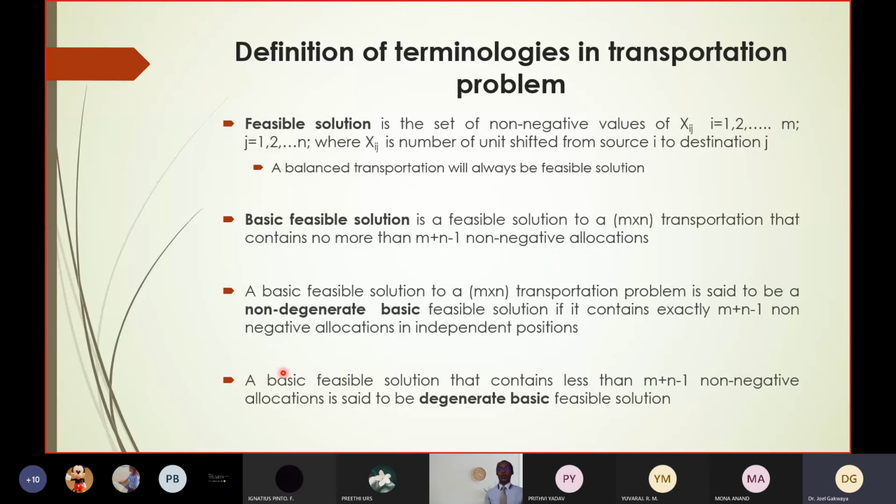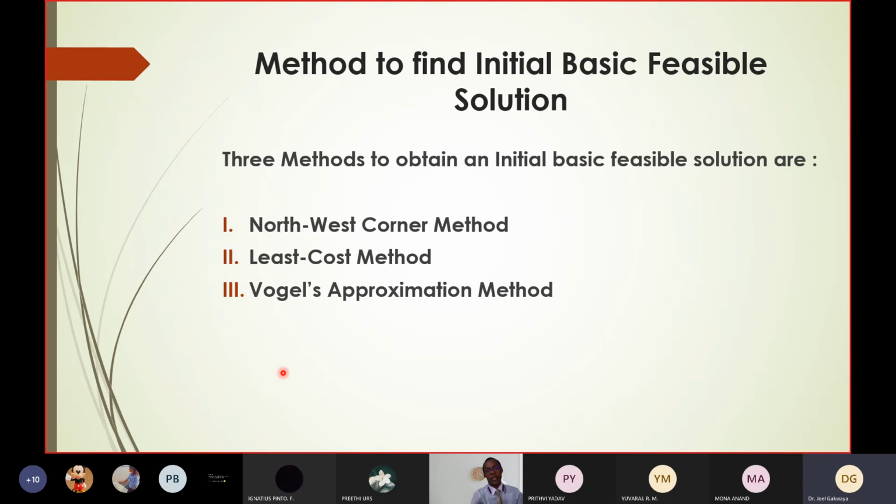We want to know what it means: feasible solution, basic feasible solution, and the degenerate or non-degenerate basic feasible solution. You will go through this one, okay? So these are the methods which we are going to use to find the so-called initial basic feasible solution. Initial basic feasible solution is a solution which gives us the least cost of transportation from the source to destination compared to all the costs which we have in our given problem.